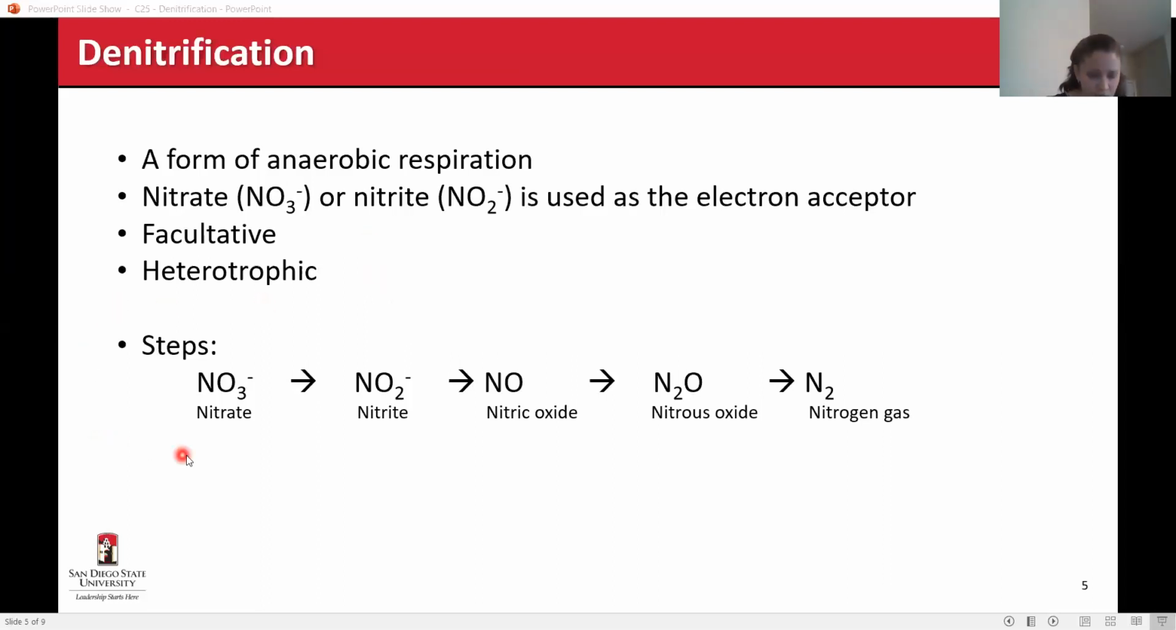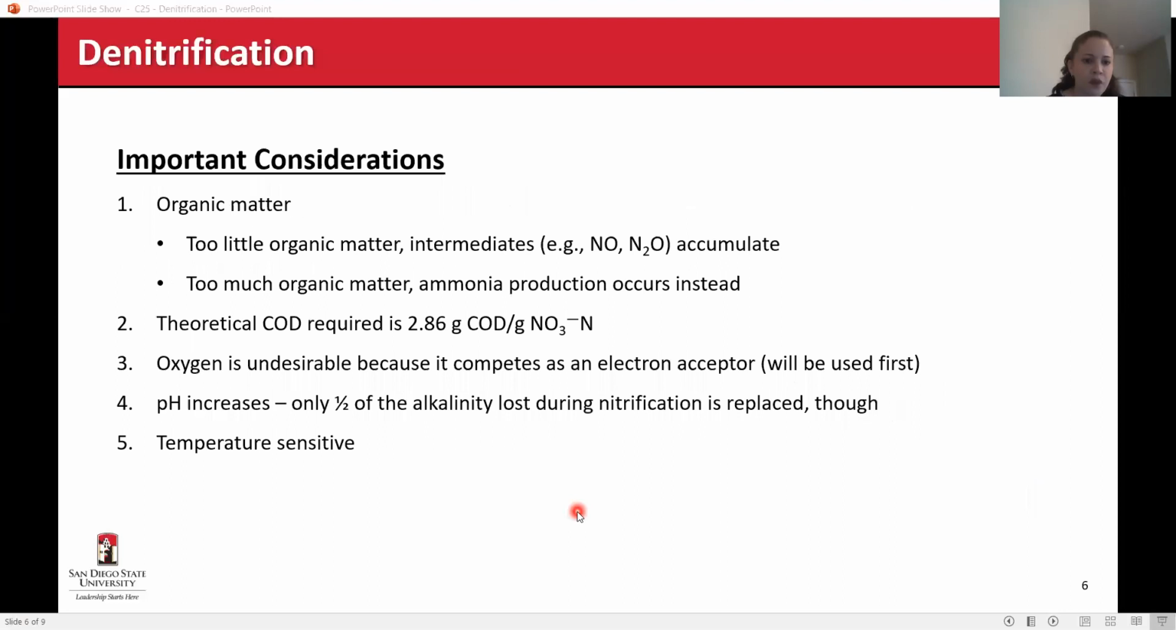So the steps in denitrification. First, we start with nitrate, and then we move to nitrite, then we move to nitric oxide, then to nitrous oxide, and then to nitrogen gas. And so we want to make sure that there's enough carbon, enough organics, to basically push all the nitrate all the way down to nitrogen gas here. If we don't have enough, we may get stuck with some of these intermediates, which I'll talk about in just a minute here.